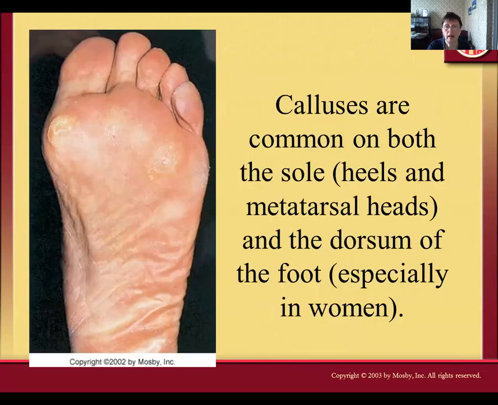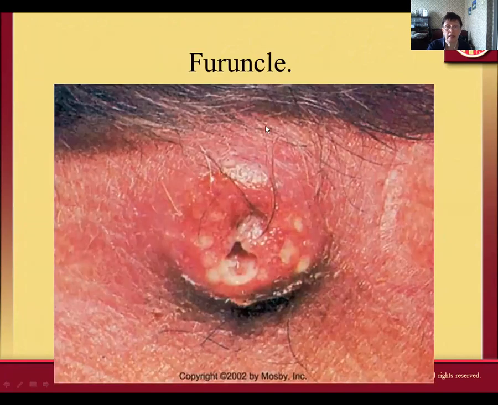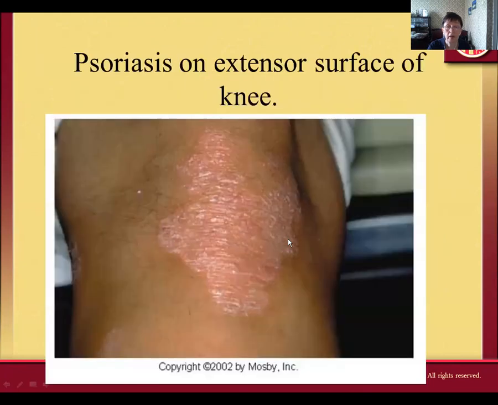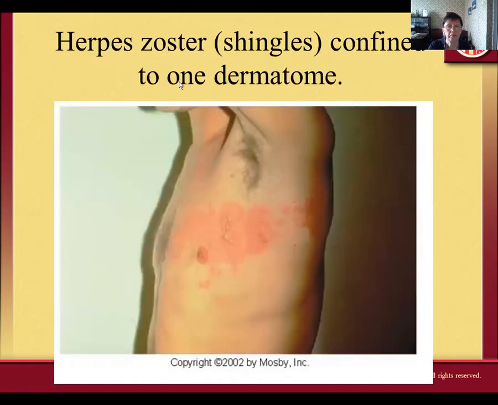Well, it may be calluses on the foot. Then it may be furuncle, as purulent inflammation of the skin. It may be such rash on the skin on the extensor surface of the knee. This is with specific silver tint. It is specific for psoriasis.